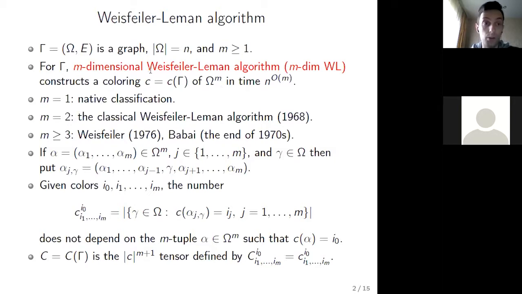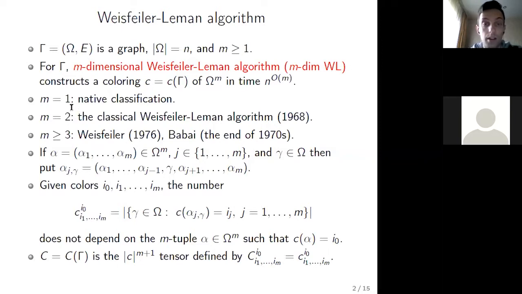If m is equal to 1, then it is also known as naive classification. If m is equal to 2, it is exactly the classical Weisfeiler-Leman algorithm. And a generalization for m greater than 2 was described implicitly by Weisfeiler in his book and by Babai.